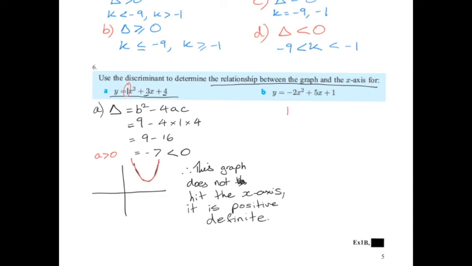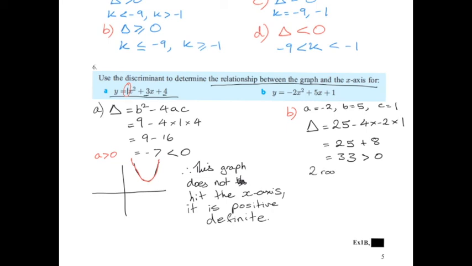Now let's try B. Okay. So let's just write down, what is A? A is -2, B is 5, C is 1. So the discriminant is B squared, 25, minus 4 times -2 times 1, which is 25 plus 8, which is 33. It's bigger than 0. So what does that mean? We have 2 roots, therefore we have 2 x-intercepts.